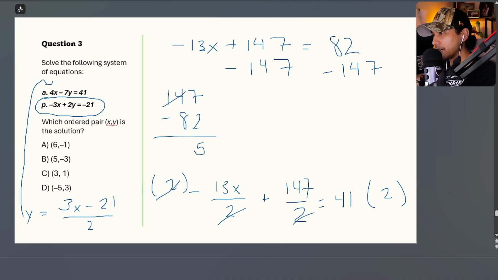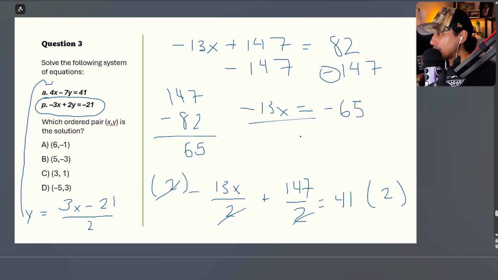Okay, 14 minus 8. What is 14 minus 8? That is 6. So then we get 65. And it's actually negative, okay? So let's just say minus 13x equals negative 65.